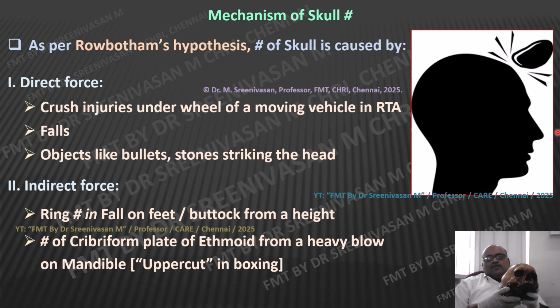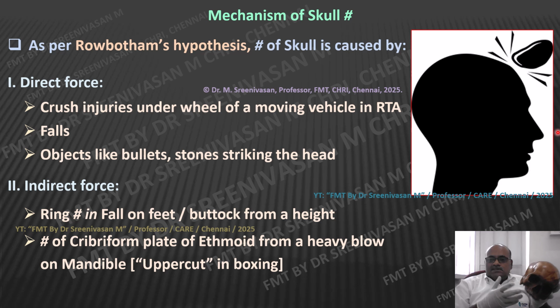Second type, as far as mechanism of skull fracture, is the indirect force resulting in indirect fracture of the skull. That is, force is not acting directly on the skull. Force is on some other site away from the skull, yet the skull fracture results. Classic example is, suppose a person falling from the terrace of a tall building or a tall tree, and suddenly he lands onto his feet or in the sitting position onto his buttock.